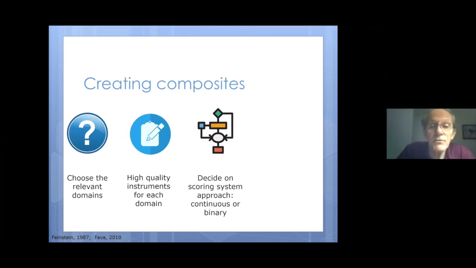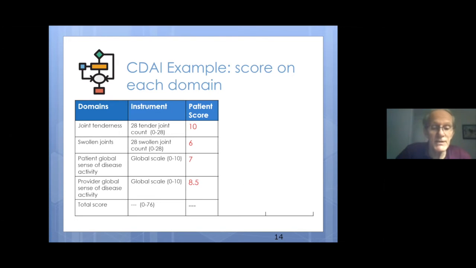The next step in creating composites is to decide on the scoring system approach. There are several weighting schemes and several approaches to determine the weights, some leading to continuous scores and others to binary scores. For the CDI instrument, each instrument is scored. Again, for the patient example, the scores are given in red. Note we have not put in the total score since this depends on how we would weight the score for each domain.